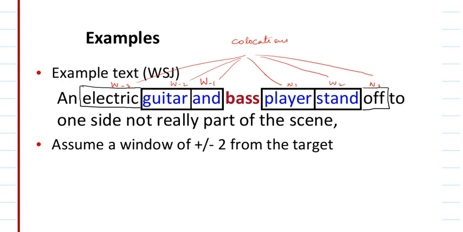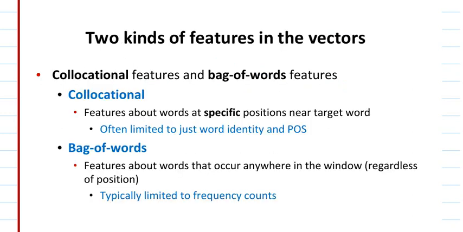So co-locations are actually ordered positions near the target word. That means these have to be in order. I cannot interchange them, or change the order, right? These are features about specific positions near the target word. It is limited to the word identity, what is the actual word, and we can often include the part of speech of that particular word. The second feature we can use is the bag of words.